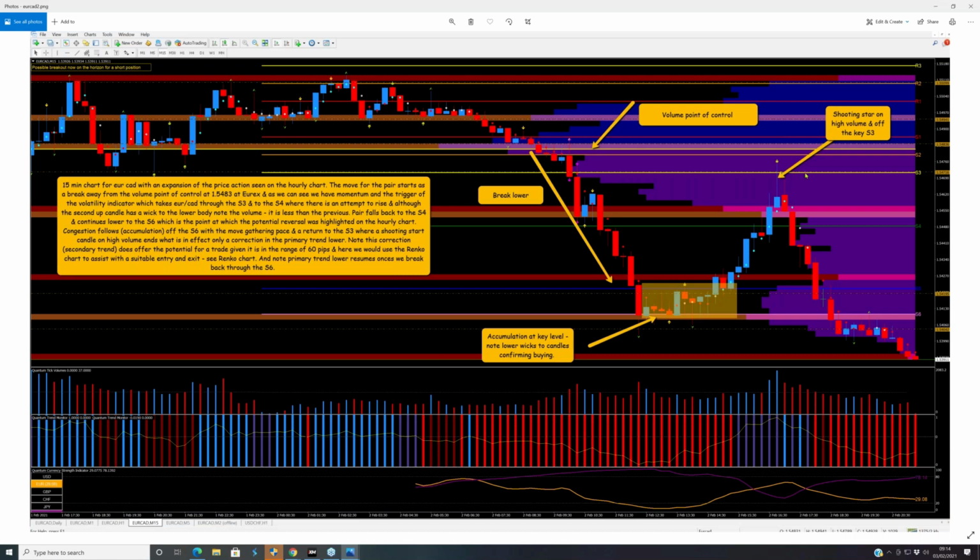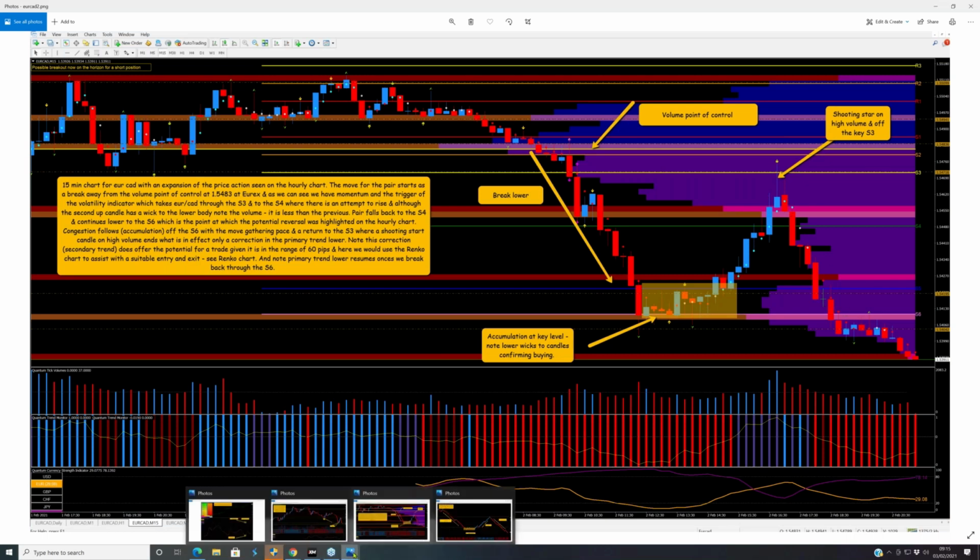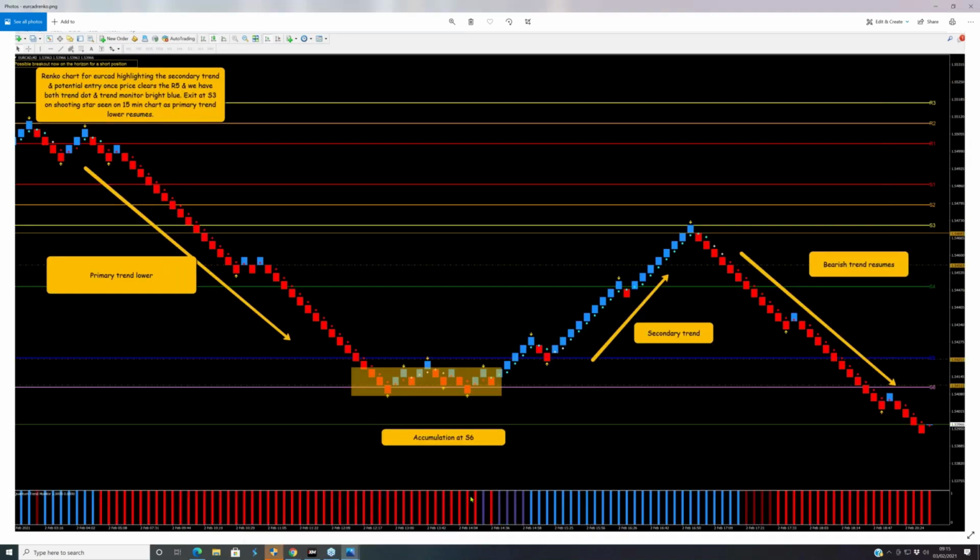And in fact, once it came off there, as we can see here, if we take that as a primary trend, a pause, secondary, resumption of the primary, and down it went to the S6. So how was that reflected on the Renko? All the noise of the candles, you obviously don't get any wicks on Renko. You just get this beautiful geometry, this symmetry that you get on Renko. So this is our primary trend lower. This was the S6.